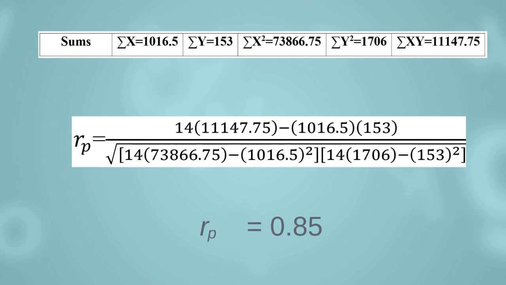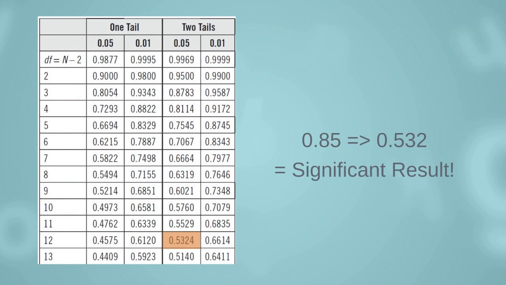We simply substitute these sums in our formula and crank out an answer. When we do this, we find that the correlation coefficient is 0.85. But what does 0.85 mean? Using the Pearson correlation table for n minus 2 degrees of freedom, in other words 14 minus 2, we find that at the 0.05 level, two-tailed, the critical R value of the table is 0.532.